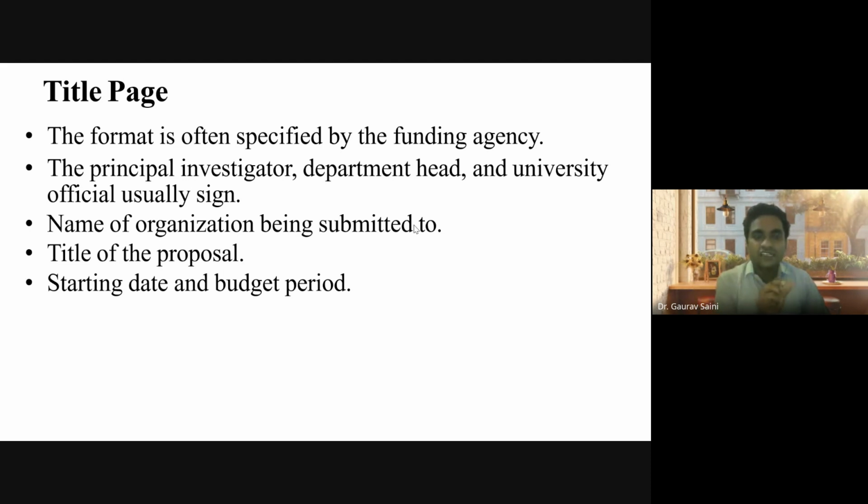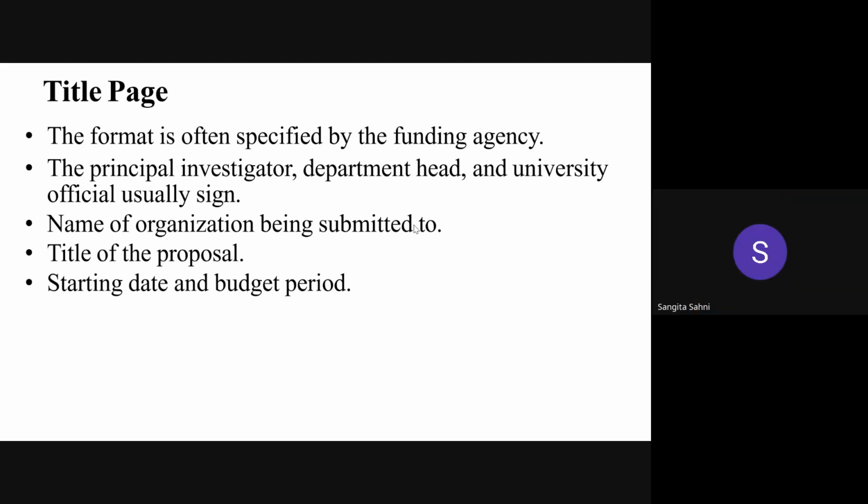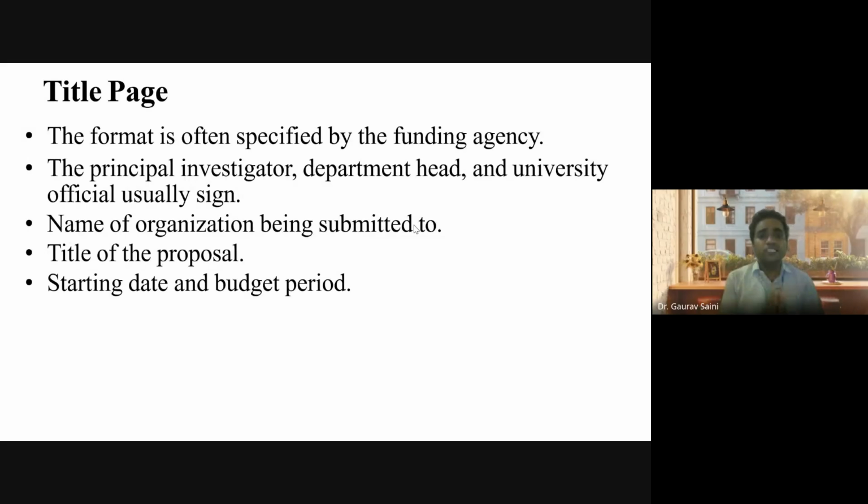Suppose in August they are accepting proposals, so the result may come in October or November. Accordingly, you have to plan the starting date of your project. Once it is final, you have to prepare the budgets. In the first year of the budget, what you will purchase and what the expense will be has to be covered. So your budget period should be clearly explained in your title page, for example from July 2024, and how many years you have proposed.